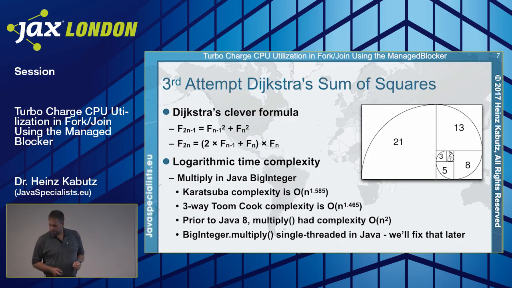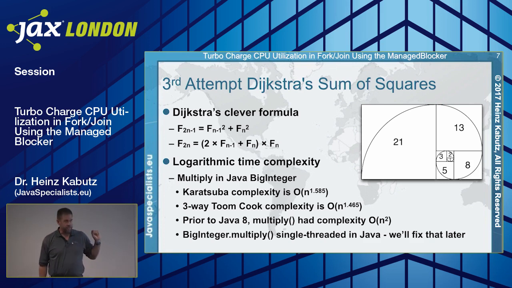So the next thing is to change the algorithm. The algorithm we're going to start with first is Dijkstra's sum of squares. This is a much better algorithm because at every point we're dividing n by 2. So the actual algorithm from 0 up to n is logarithmic time complexity. So this already is a big bonus forward to improve that.